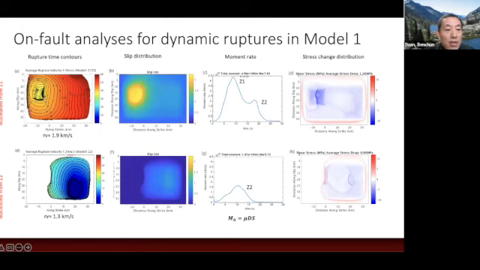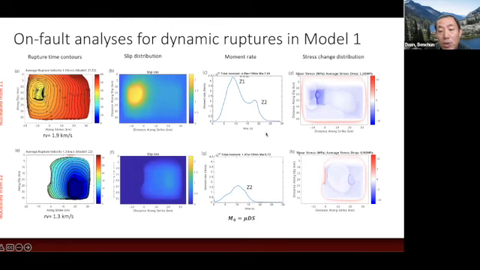One event ruptured starting from Z1, the high strength asperity. This is the rupture time, this is the slip, and this is the moment rate. The main feature is the rupture propagation speed, roughly about 1.9 for this event. The second event only ruptured Z2 and the surrounding region. The rupture is even slower, only 1.3.